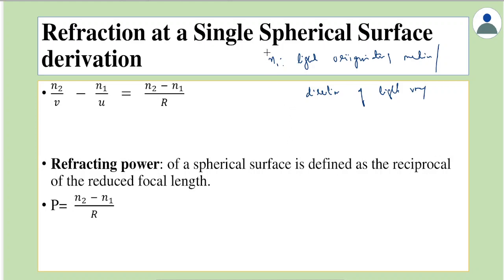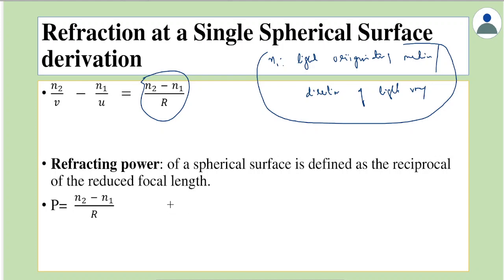Now this becomes clear if we take the derivation on lenses. Just for now, remember the fact that N1 is the refractive index of the medium where light is originating from, where light is starting from, and N2 is the other medium. As we saw earlier, the ratio N2 minus N1 by R, which is the term on the right hand side, is called refracting power.